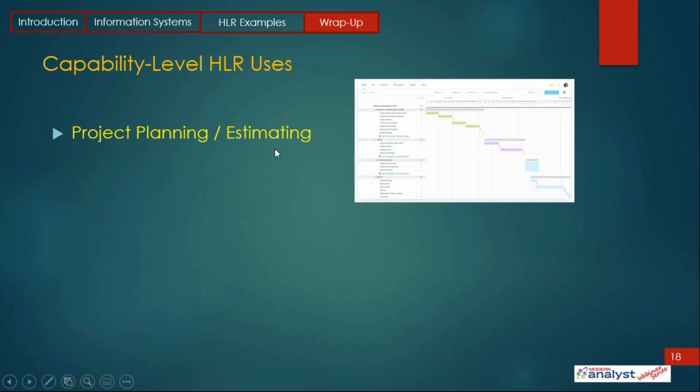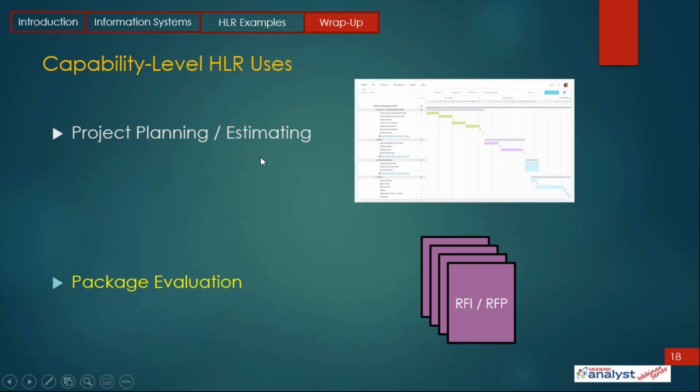If the project wants to do estimating, estimating is done at the capability level: the user interface, a report, that sort of thing. Remember a few minutes ago I said if you put a sizing on that, low, medium, or high complexity, that can support estimating if you want to do that. The other thing capability level high requirements are good for is if you want to evaluate a package, sometimes called COTS, commercial off the shelf, that sort of thing.